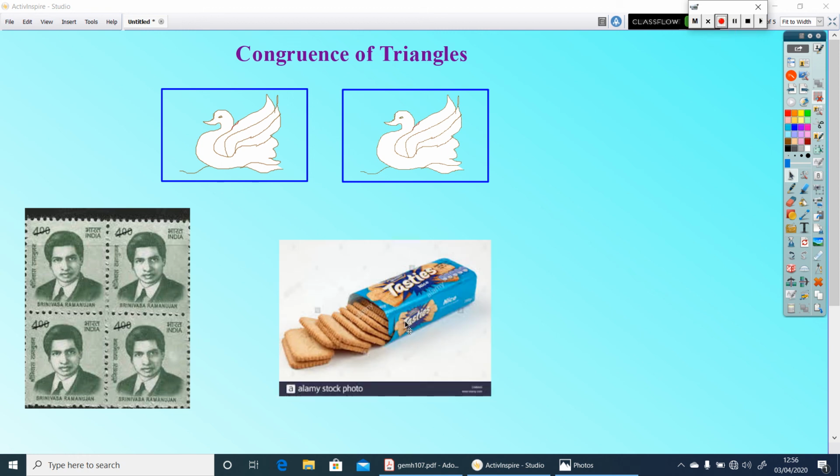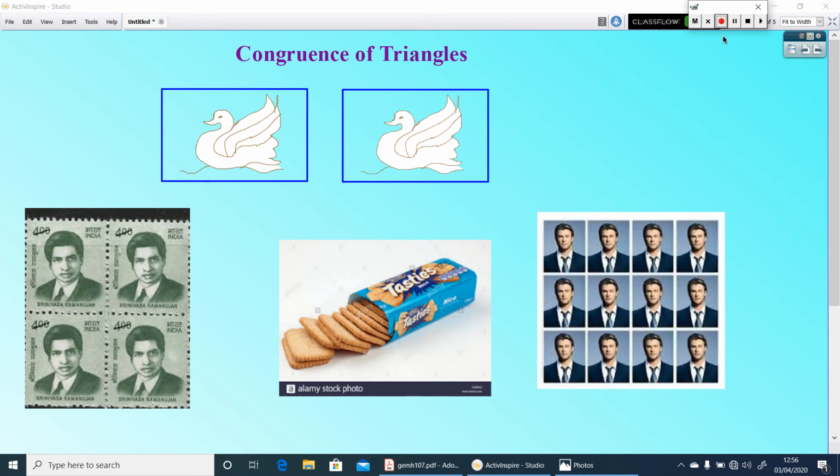Here, biscuits in the packets are also having the same shape and same size, so they are also congruent. Here, the passport size photos are also having the same shape and same size, so they are also congruent.